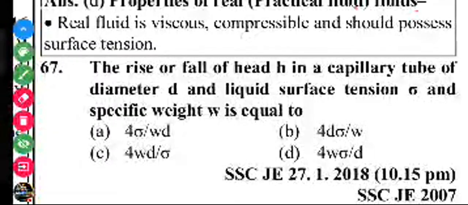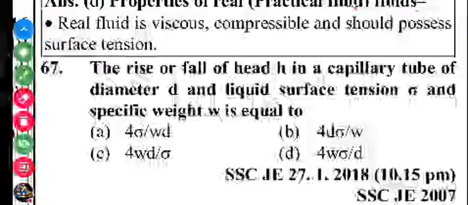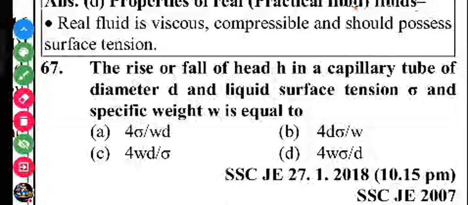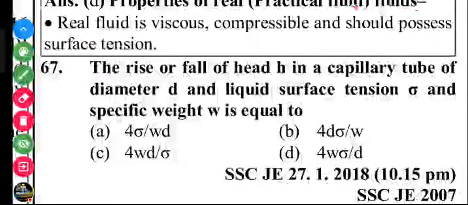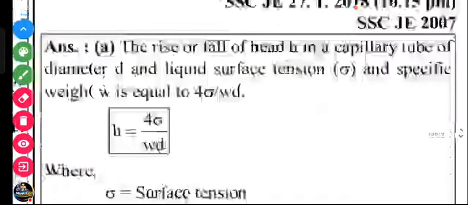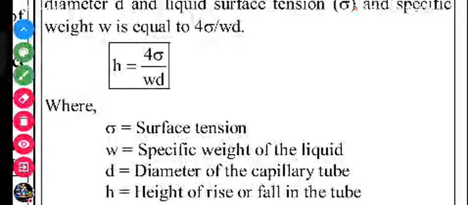The rise or fall of head h in a capillary tube of diameter d, with liquid surface tension sigma and specific weight W, is equal to 4 sigma by rho g d. Let's check the answer. Yes, here is the answer, 4 sigma cos theta by rho g d. Here theta is 0 degrees.